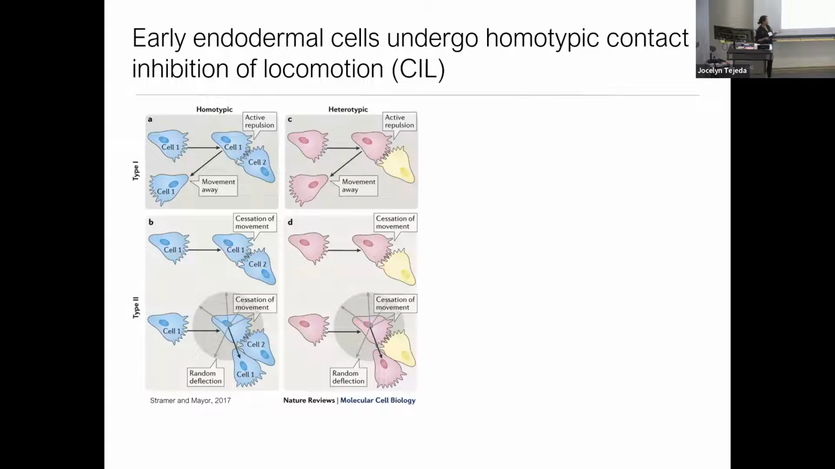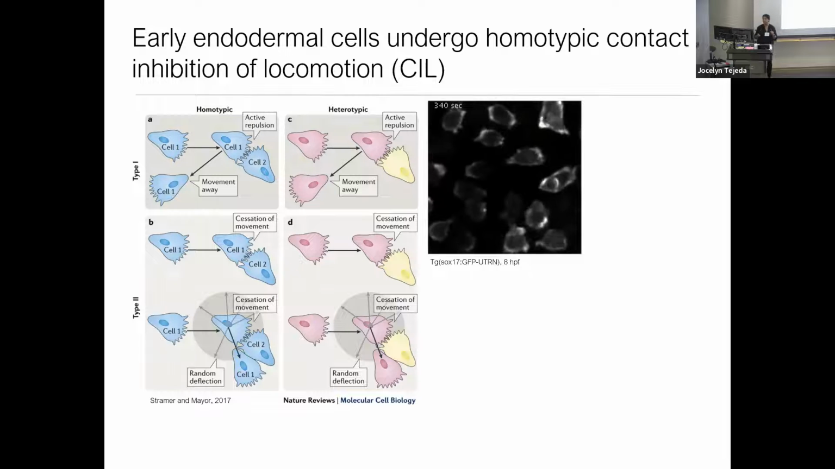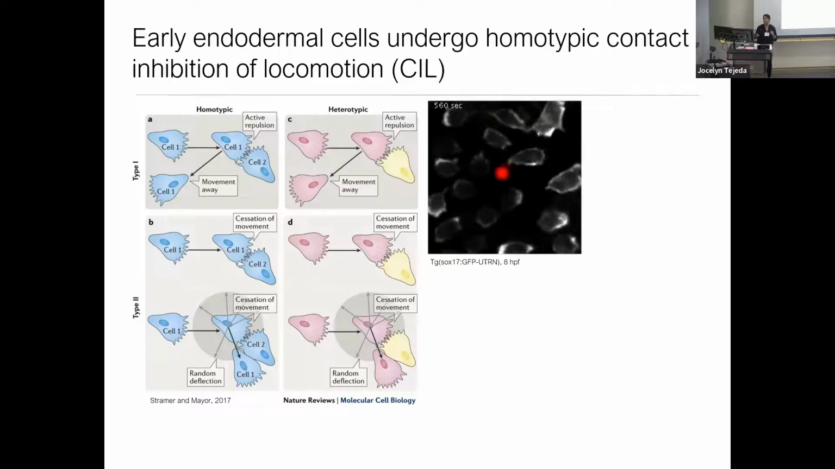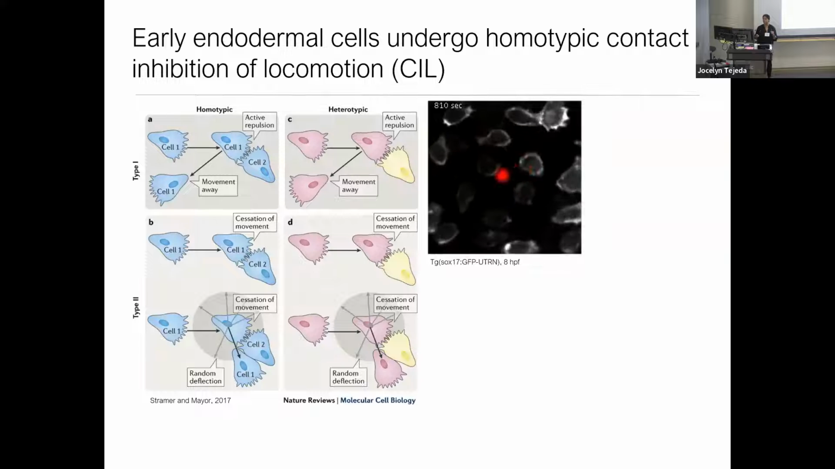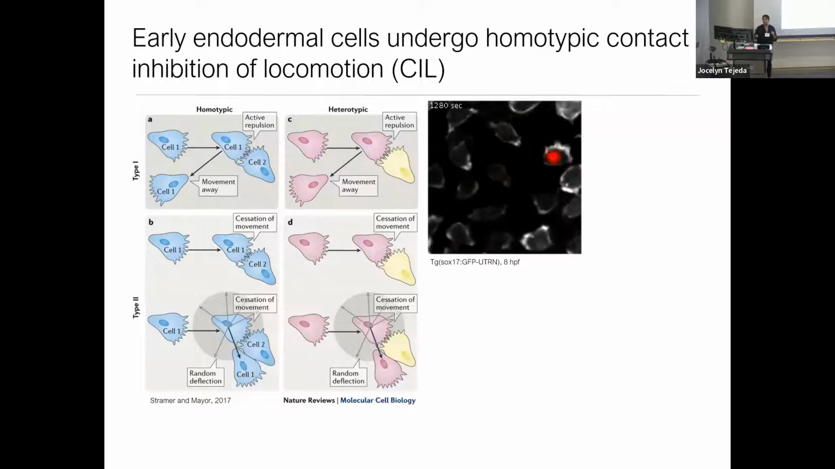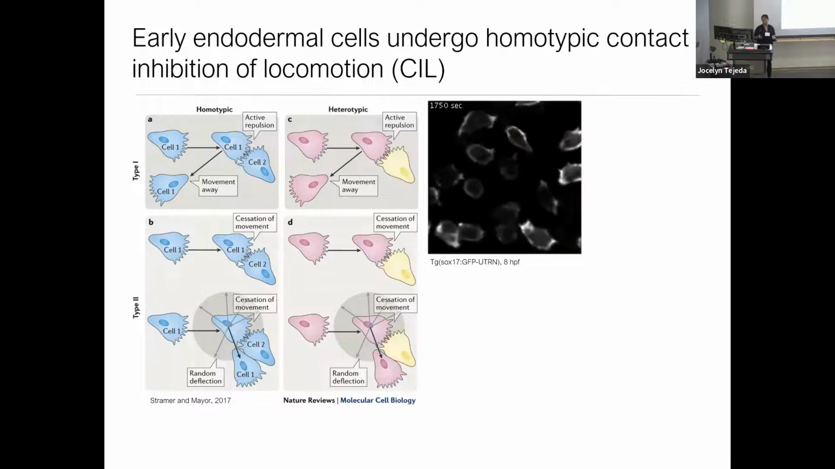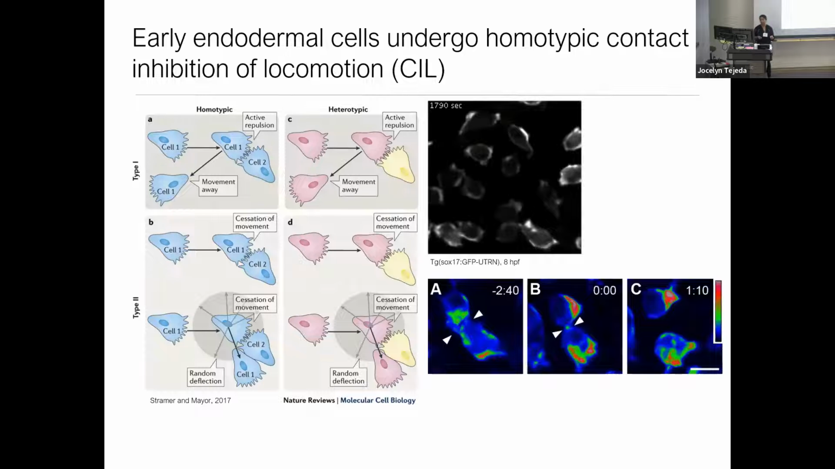So the first thing we wanted to ask was, do endodermal cells truly undergo CIL, and can we characterize what type? Here is a movie of endodermal cells migrating. If you watch any of these cells over time, you'll notice that as cells bump into each other, they tend to change direction and migrate, sort of pushing off and repelling each other.